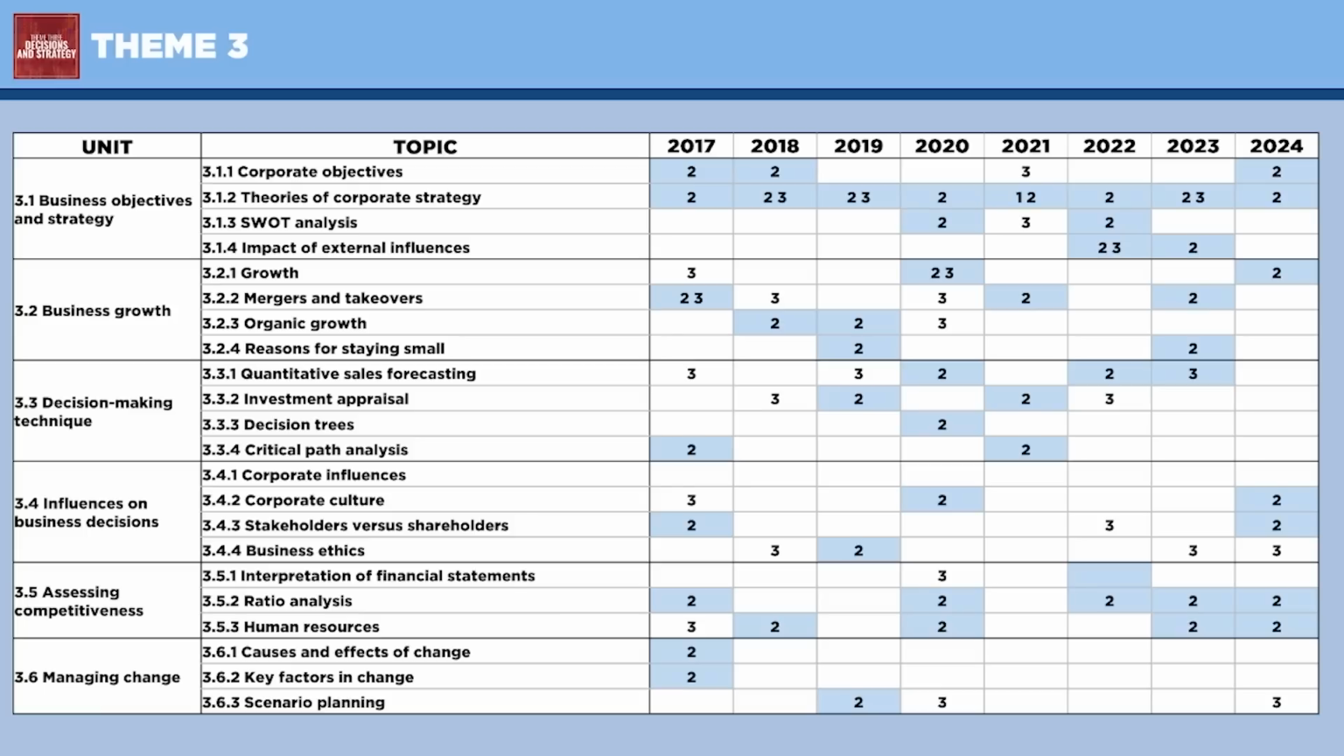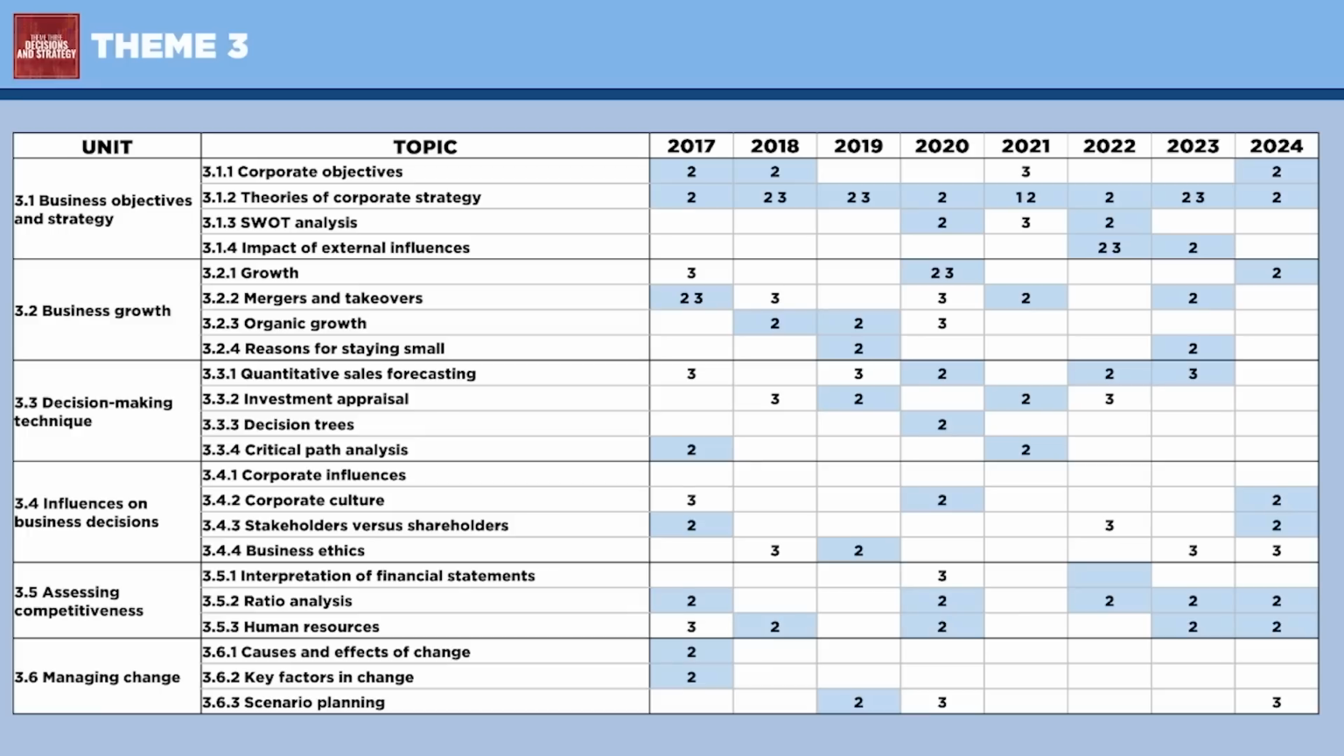We've seen investment appraisal, but not in the last 2 years. So I'm definitely thinking that 3.3 is worth paying a bit of attention to. There's quite a few things that haven't come up there that could. In terms of corporate influences, there's nothing in there because that usually links to corporate objectives. They kind of dovetail quite nicely.